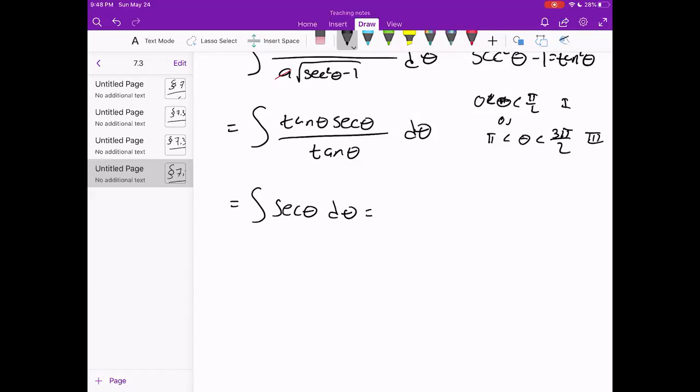And this is one that we can look up. This is the natural log of secant theta plus tan theta plus a constant.